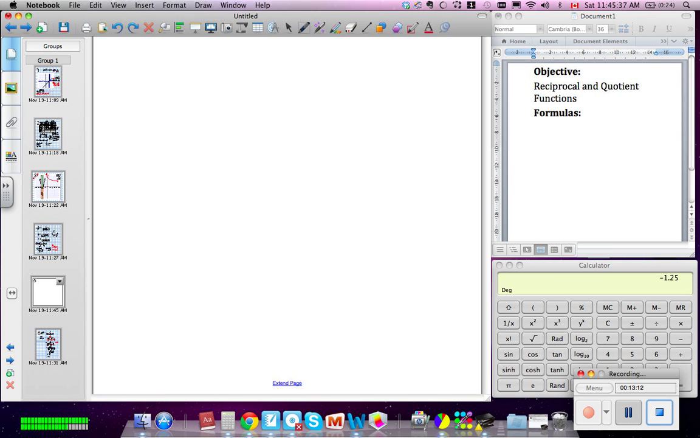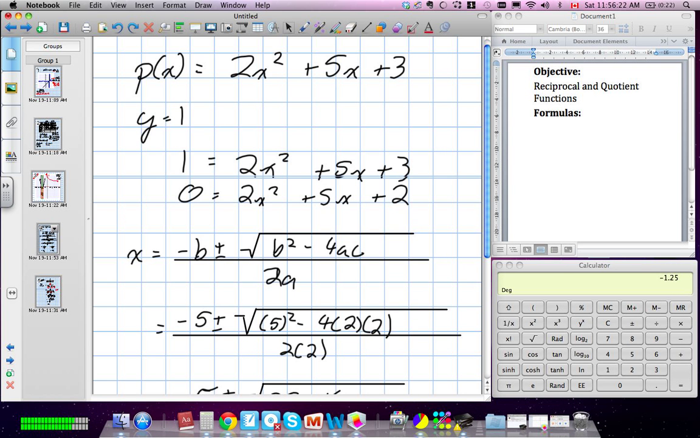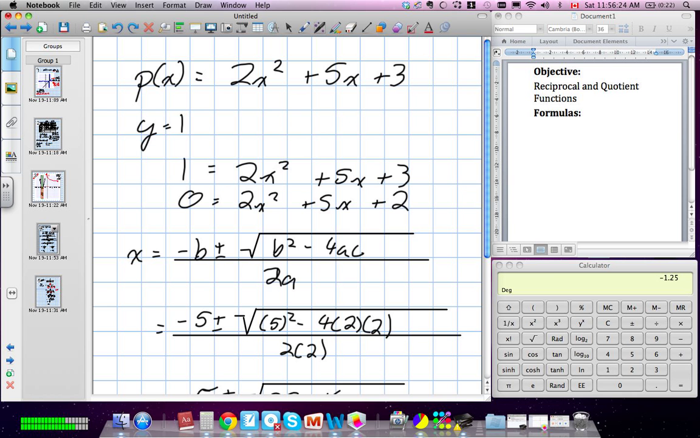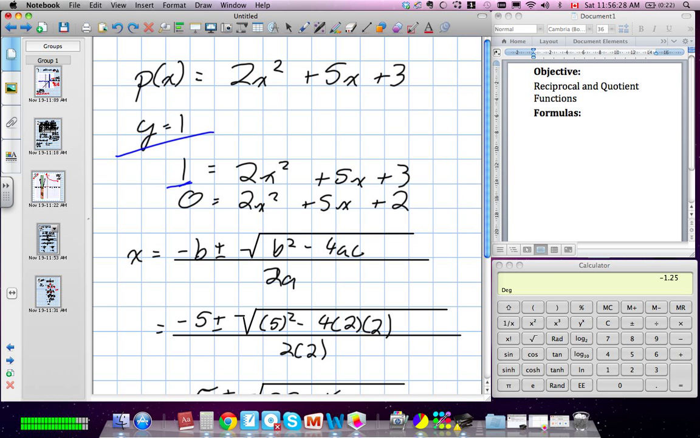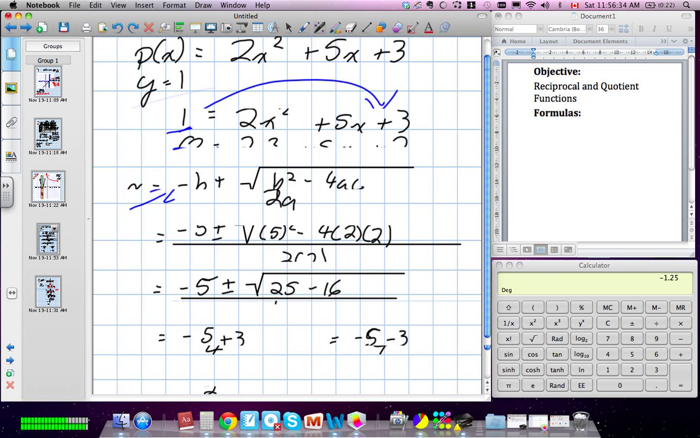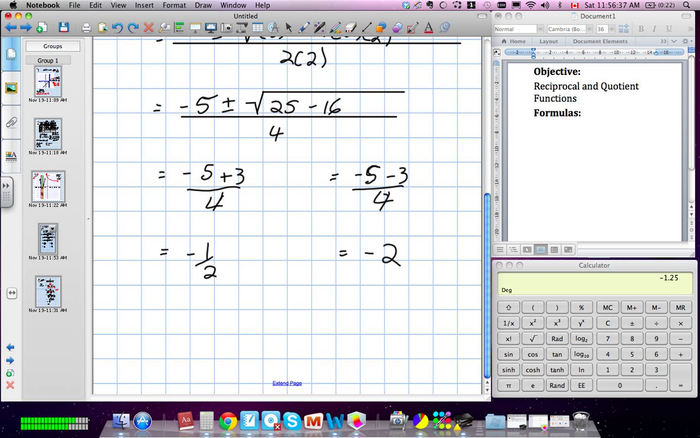Okay, so we put this in the standard form, and we want to find out where the y was equal to 1. Well, we put p(x) equal to 1. We brought the 1 to the other side of the equation, so we had set it equal to 0, and then we put it into the quadratic formula. When we put it into the quadratic formula, our two x values, or our when y is equal to 1s, are at -0.5 and y is 1, because that's what we're solving for, and -2 and y is 1.